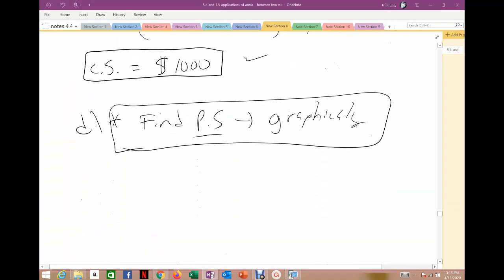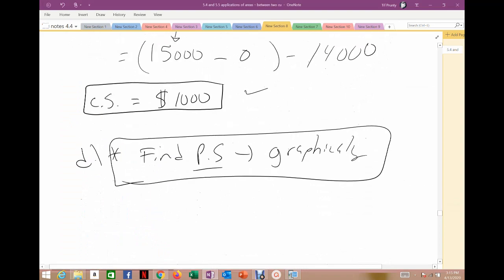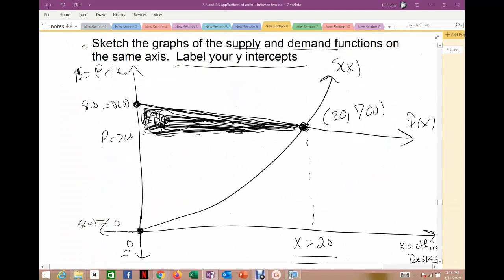Alright, now my producer surplus, which again, this is added to the question. And so remember, this is the producer surplus. So if I, again, draw this in, this yellow area, which again, I didn't ask you to do this. We're just kind of adding to the problem here, just to give you another example. Alright, so that's the area I want.